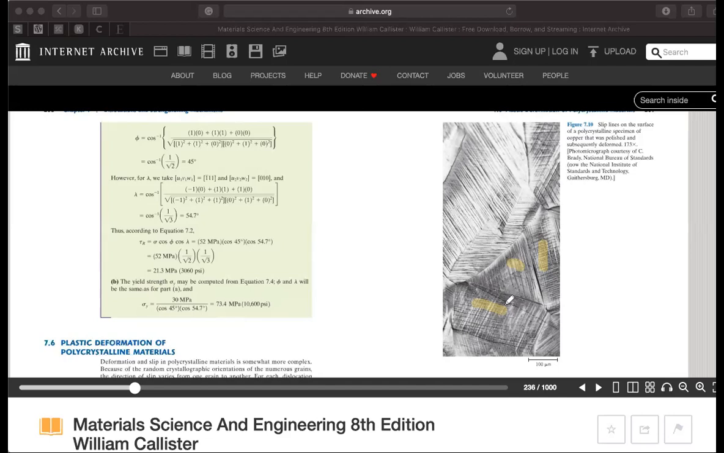Now you see, for example, sometimes the applied stress might result in activating more than one slip system. Do you see parallel lines here, and then some intersecting lines? That means more than one slip system was activated in a single grain.